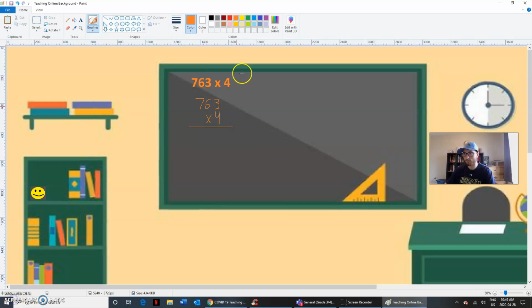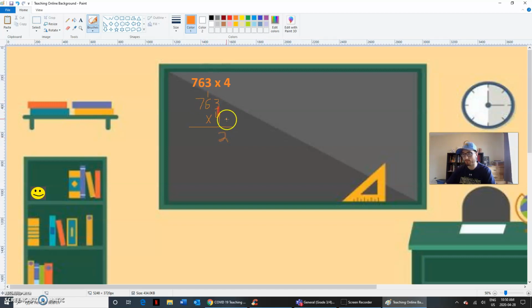And we're going to start with our ones place value. So we're going to go 4 times 3 ones. 4 times 3 we know is 12. So we're going to put the 2 at the bottom, carry over the 1 ten to the tens place value.